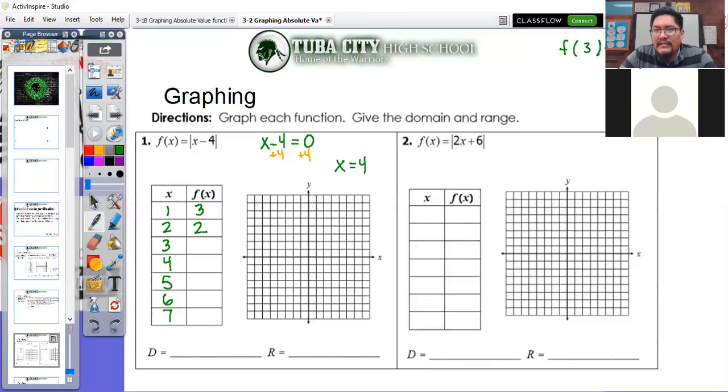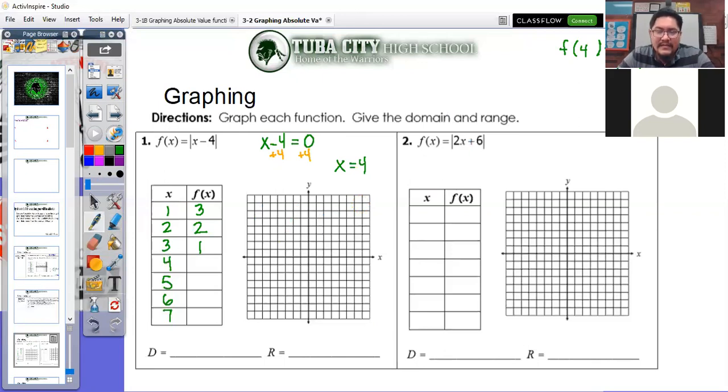Let's see what we get. So f of 3, so 3 minus 4 would be negative 1. And take the absolute value, so we'd have positive 1. And then the last one we need to work on will be 4. And we should expect our vertex to be the number that we found.